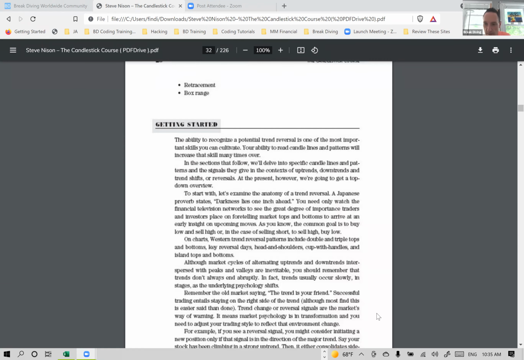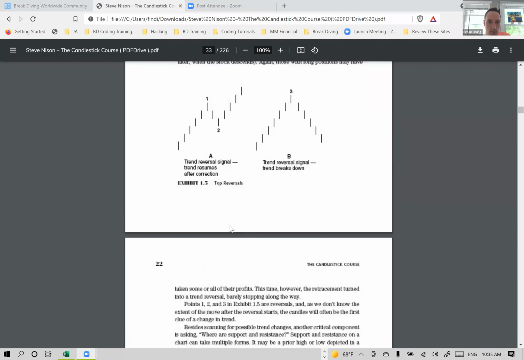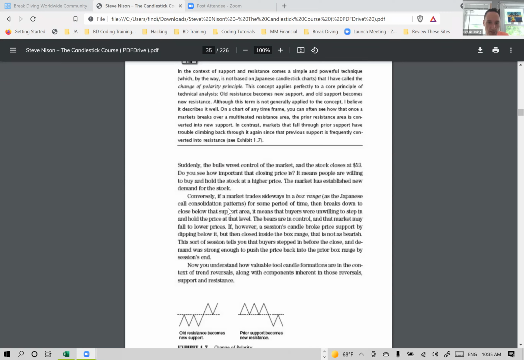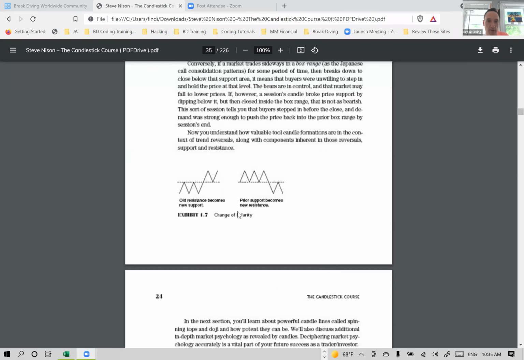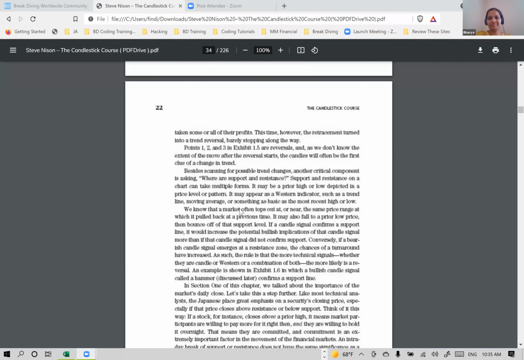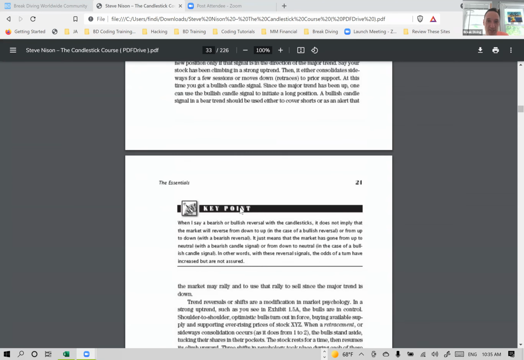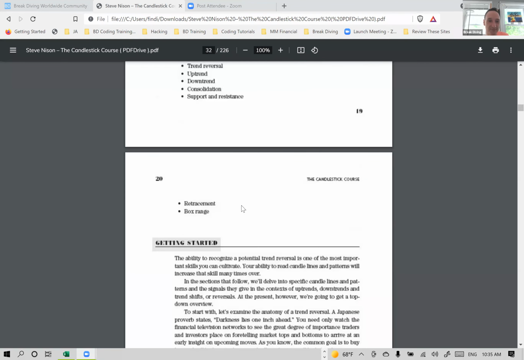Let's just see how long this chapter is, because I want to see if we'll have to break it up into 2 sessions. Oh no, it's not that long. Great. Wow, we're going to learn all of that in just 3 pages. This is great.